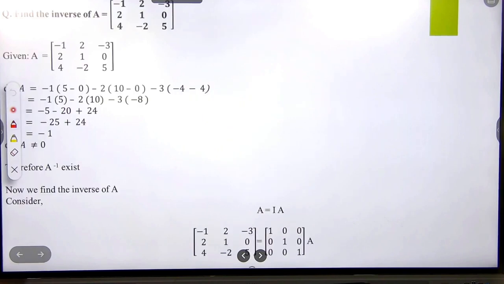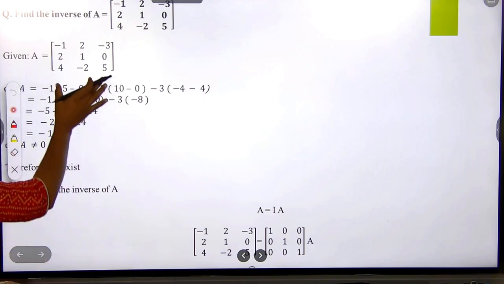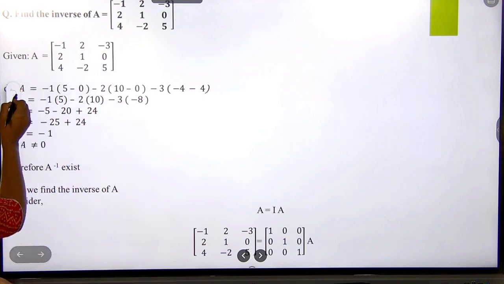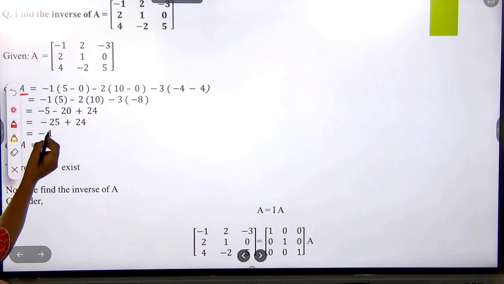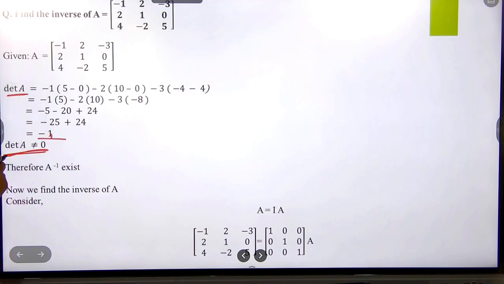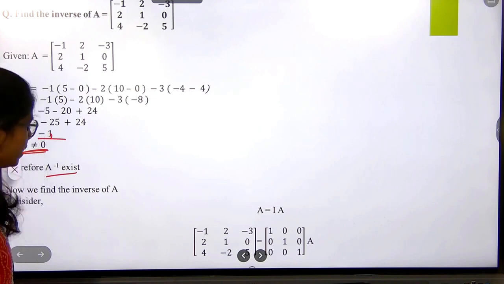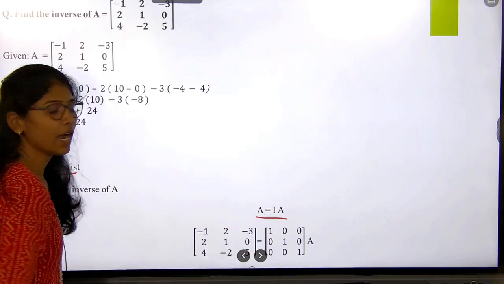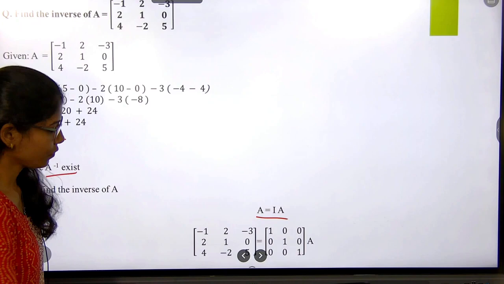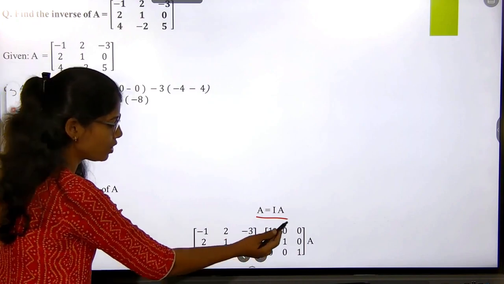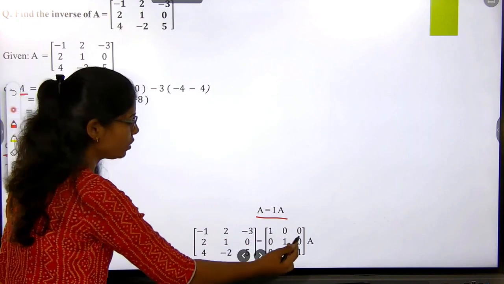Now second example: find the inverse of a given 3 by 3 matrix. First of all, write down the given matrix and find the determinant of the matrix. So the determinant is minus 1, therefore the determinant is not equal to 0, hence A inverse exists. Now we find the inverse of the matrix. For that, consider A equals identity into A. Now this is your A matrix equal to the 3 by 3 identity matrix into A.